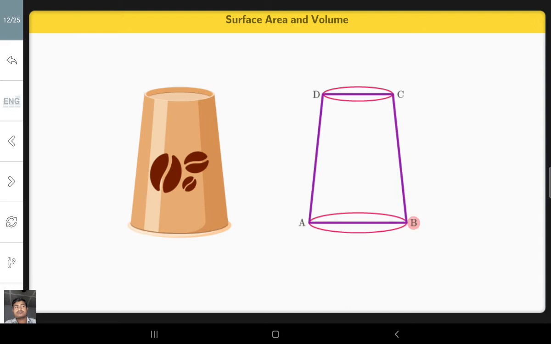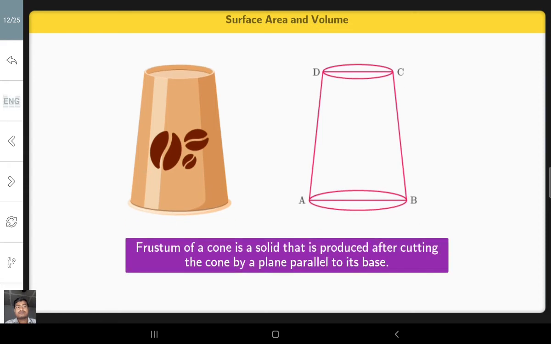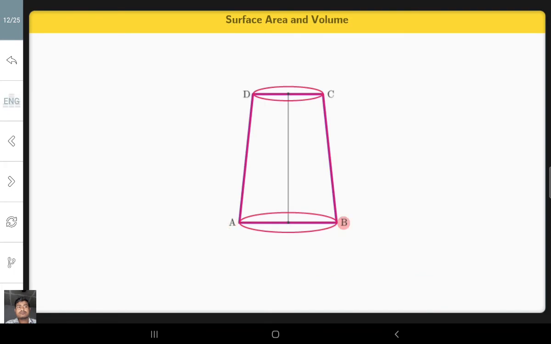Here, ABCD is a frustum left after cutting a cone from its top by a plane parallel to the base AB. The frustum of a cone is a solid that is produced after cutting the cone with a plane parallel to its base. Let ABCD be a frustum of a cone with height h and slant height L. Let the radius of the base and the top of the frustum be capital R and small r respectively.